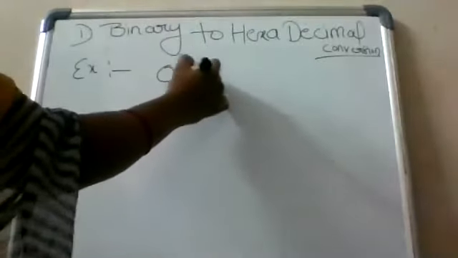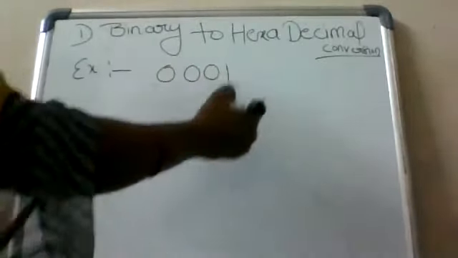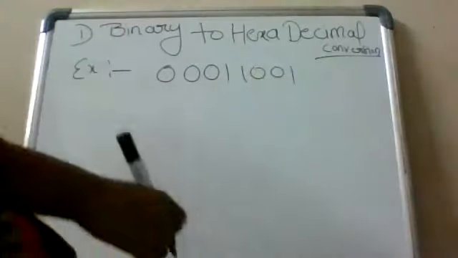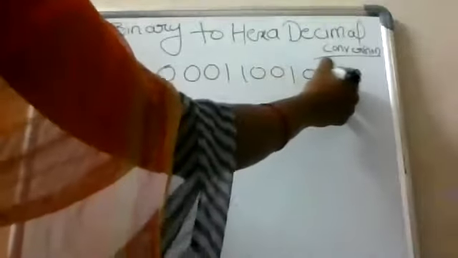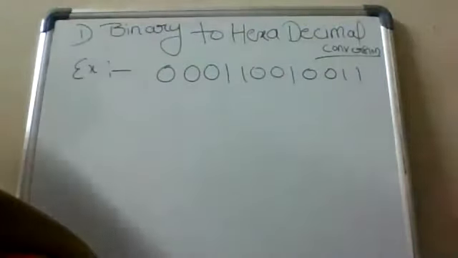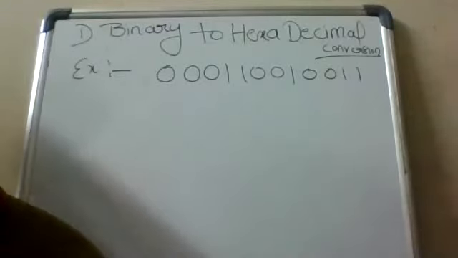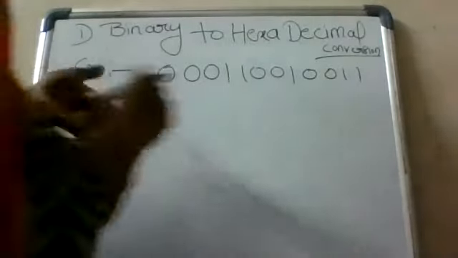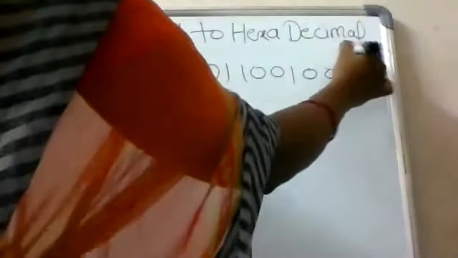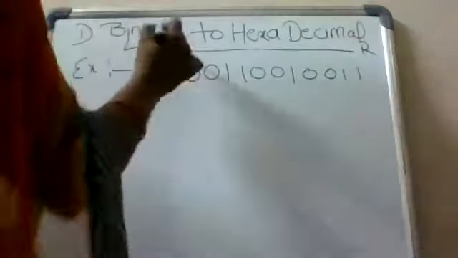0, 0, 0, 1, 1, 0, 0, 1, 0, 0, 1, 1 is the example for binary to hexadecimal conversion. We divide from right side to left side.